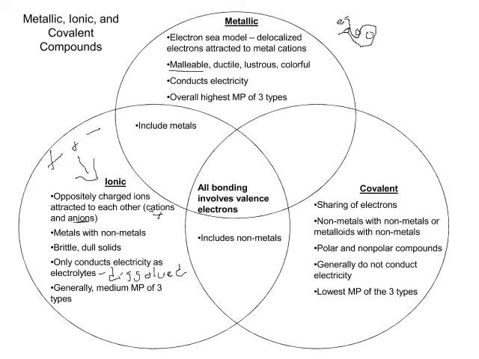In your covalent compounds, again, they're sharing your electrons. You have 2 nonmetals, or possibly a metalloid with a nonmetal. They're polar and nonpolar compounds, and we'll talk about that more in the springtime when we talk about solids. They generally do not conduct electricity, and they have the lowest melting point.